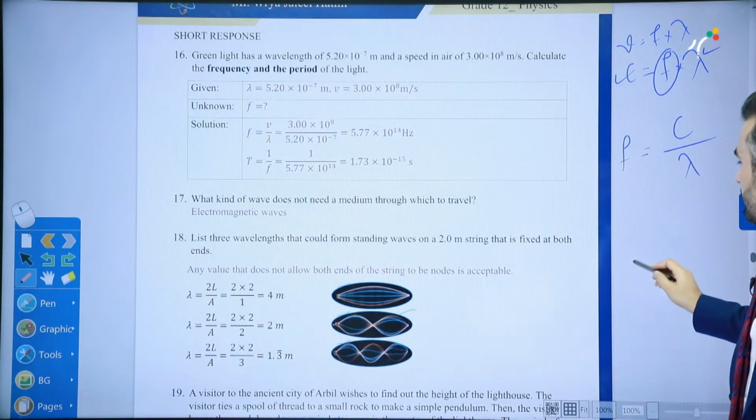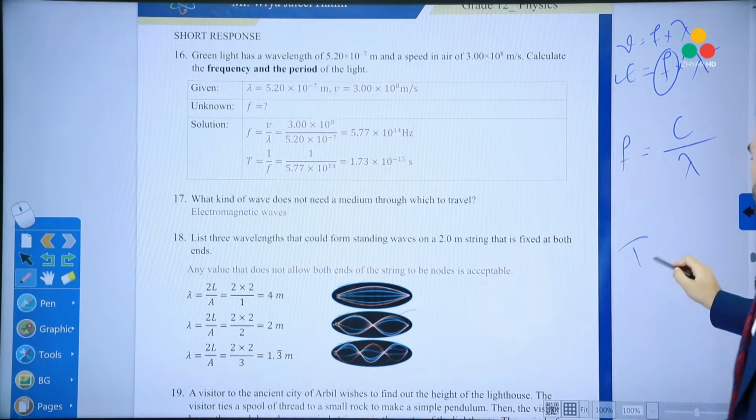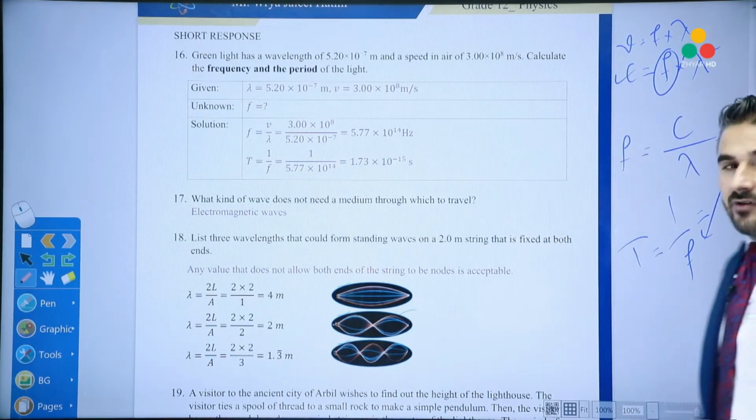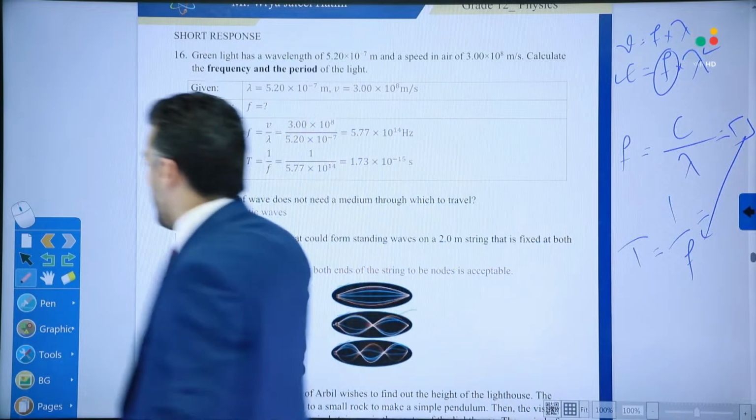And then once you find the frequency, you can find the period, because period equals 1 over the frequency. So whatever the answer is here, plug it in here. Of course, you will find the period as well.